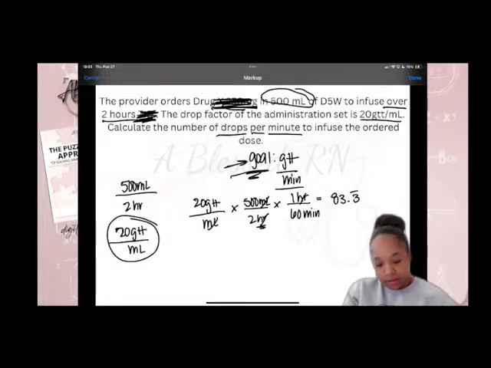Alrighty. So it's 83 drops per minute. Exactly.